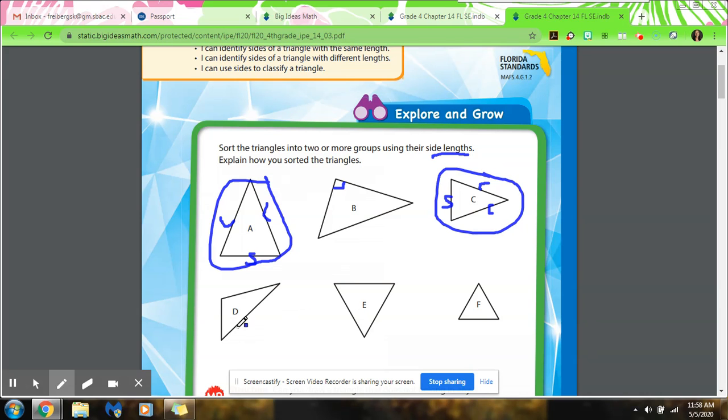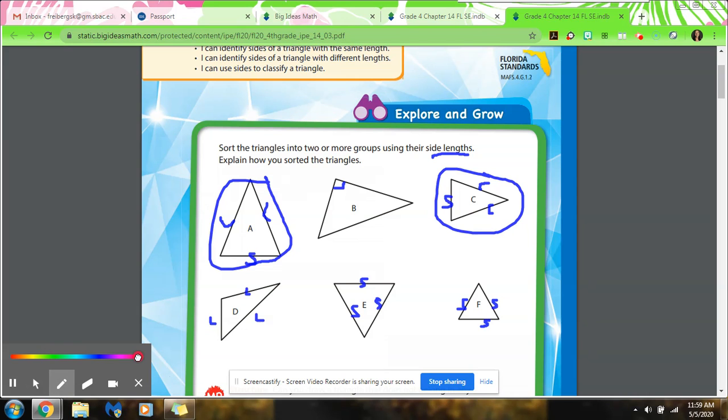D, again, it's a long side, but it's not as long because this one's pointed down more, and then a short side. This one, actually, all those look the same to me. This looks long, this looks long, this looks kind of long too. And then F, oh, they also look like the same size. They are just all really short.